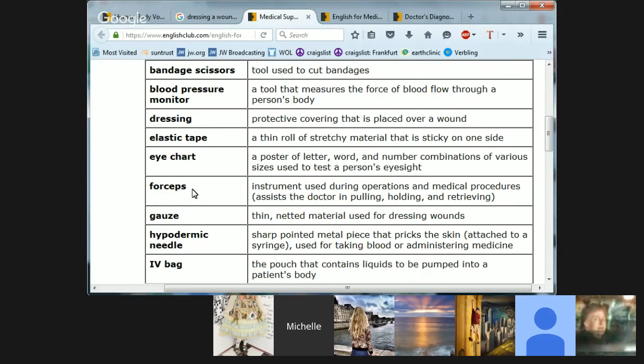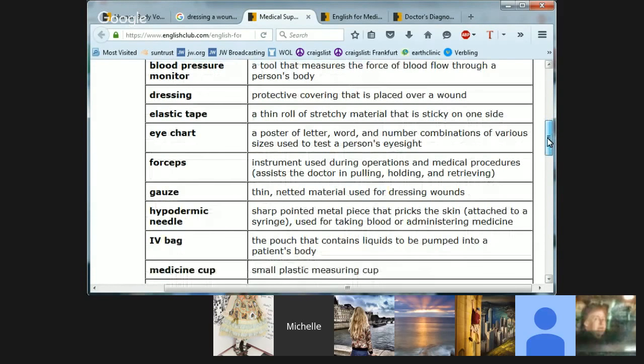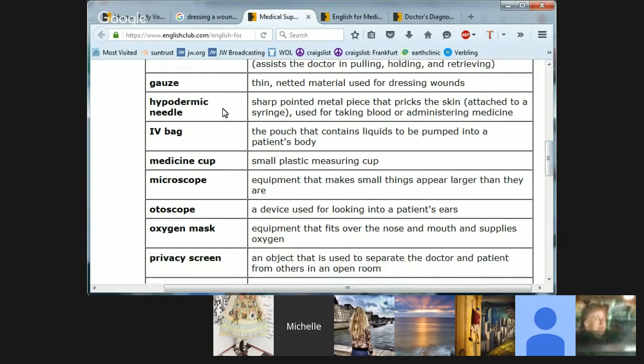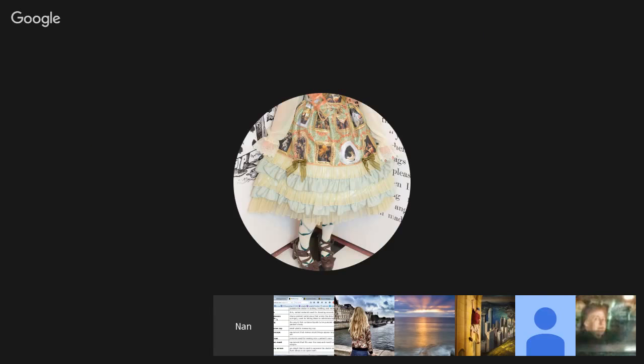All right, very good. And forceps are sometimes used when a baby is being born to help the baby come out. Sometimes they use forceps, and they kind of grab onto the baby's head and pull the baby out. So you can kind of picture how forceps are used sometimes. All right, and we talked a little bit about gauze. We saw that picture. It's the same thing as dressing. It's that white material. So we can read the next two. Maybe Hogan, I can ask you to read these two for us. Okay.